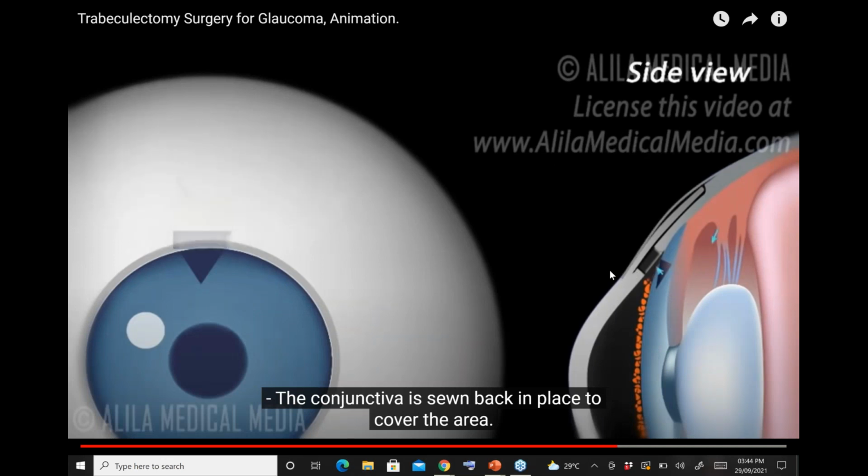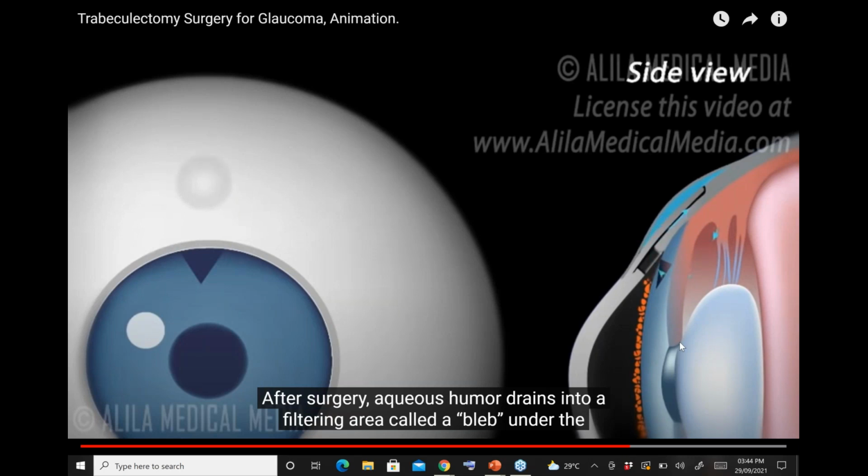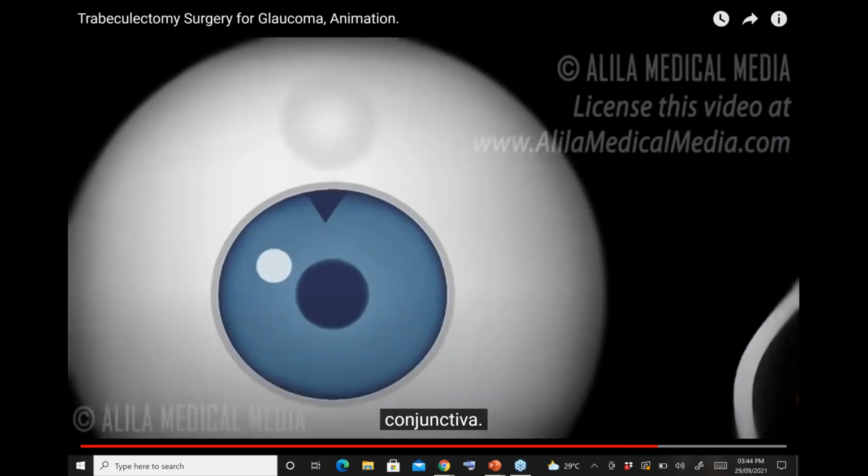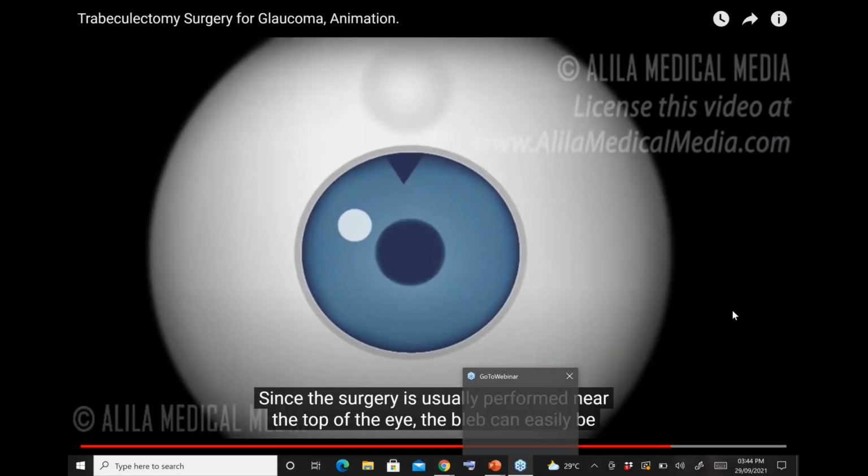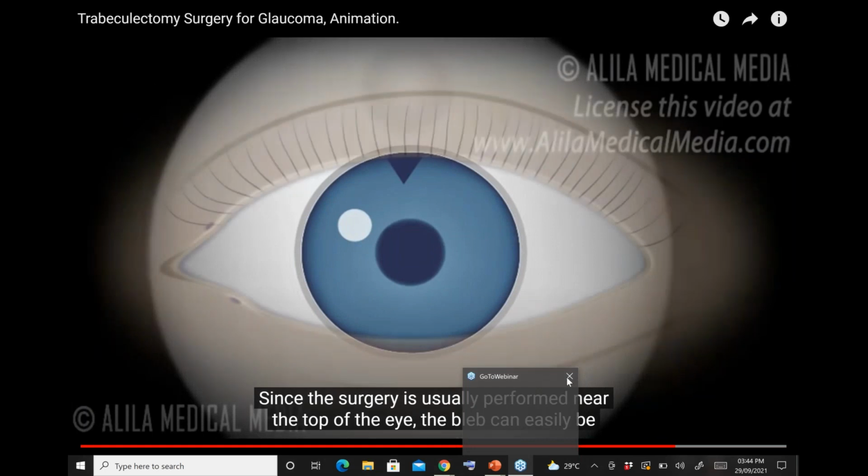After surgery, the aqueous humor drains into a filtering area under the conjunctiva. Since the surgery is usually performed near the top of the eye, the bleb can easily be concealed behind the upper eyelid.